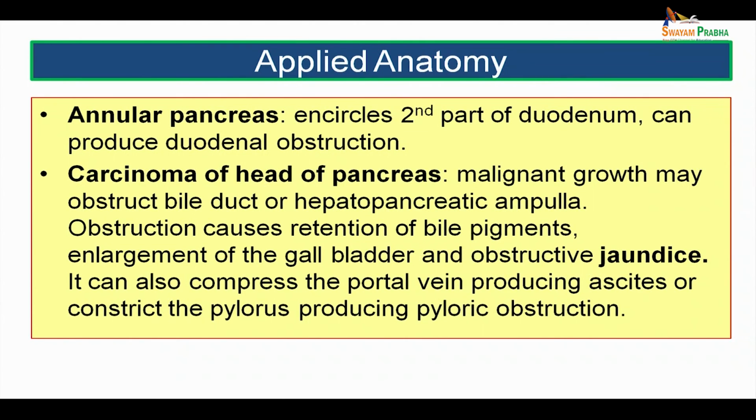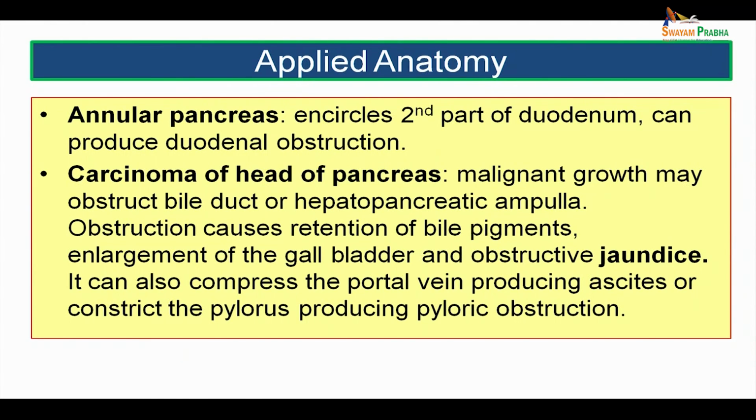Annular pancreas. This is when the part of the head of pancreas splits into two parts, encircling the second part of duodenum completely, and this at times can give rise to duodenal obstruction. So, a bifid mass of tissue encircling the second part of duodenum from anterior as well as posterior aspects is called an annular pancreas, which can produce duodenal obstruction. It is a developmental anomaly.